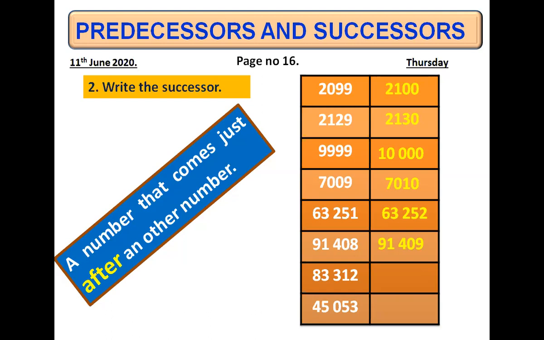The next number is 83,312. What comes after 12? It's 13. Yes, 83,313 will be the successor of 83,312. The last part is 45,053. What comes after 53? 54, correct. So 45,054 is the successor of 45,053.